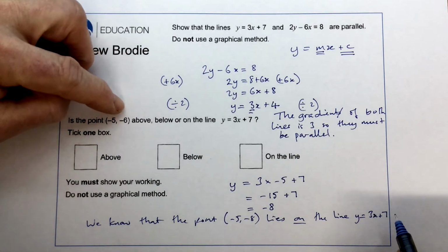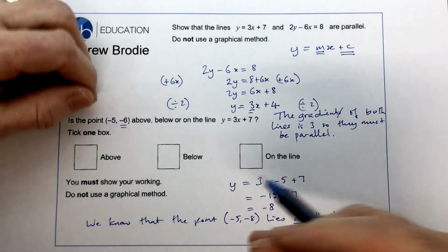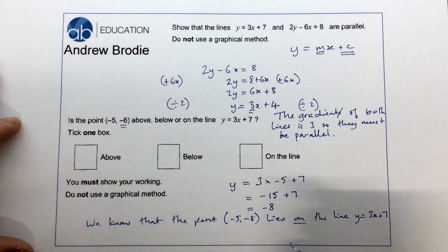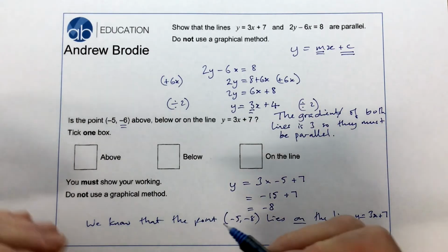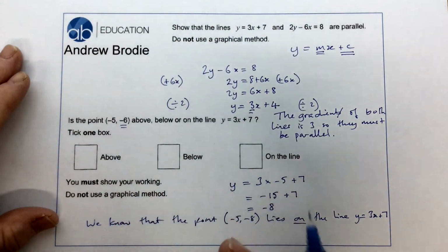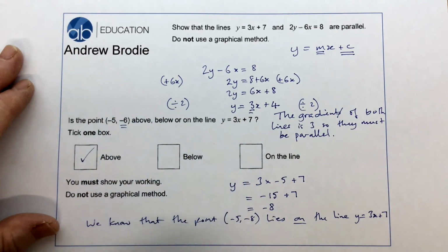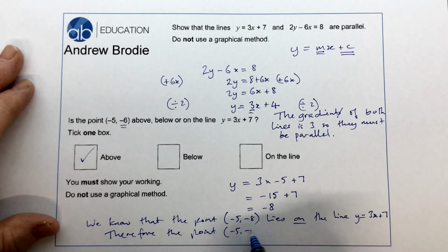But what about the point we've been given? Well, the y coordinate of that is -6. And if you consider that on the line is the point where y is -8, -6 is higher up. The y direction goes up that way, and so we can say that the point -5, -6 is above the line. So therefore, the point -5, -6 lies above the line.